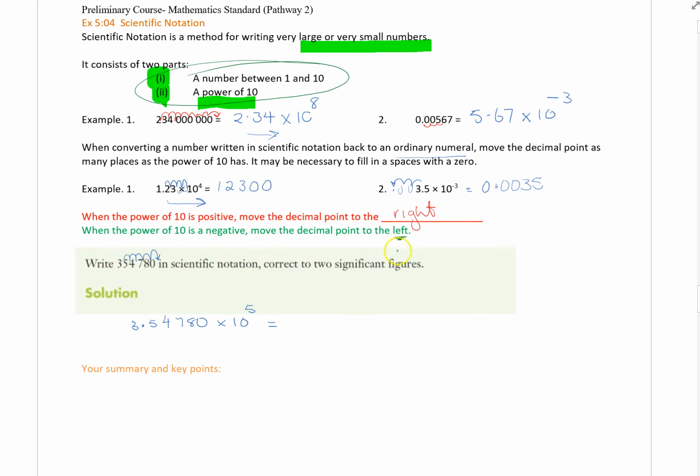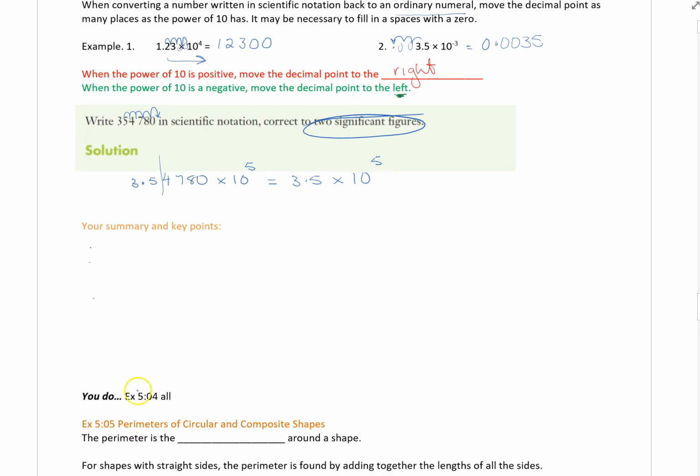Now, we've got to deal with the 2 sig figs. 1, 2, we'll be cutting this number off there. 2 things: don't fill in these places with zeros because it's after the decimal point, and that's what we learnt back when we did sig figs. And cutting off a 4 will not impact on that 5. So it's 3.5 times 10 to the power 5. Please write down your summary points and do the questions from exercise 504.